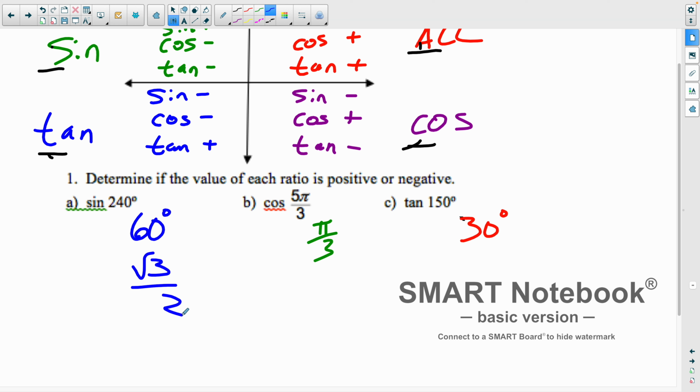Now, the only other thing that could happen here is this might be negative. All right? So where is 240 located? Quadrant 3. What do I know about sine right there? It is negative, so I have to include a negative, and that's my answer. So that's the extra step that we're adding today.